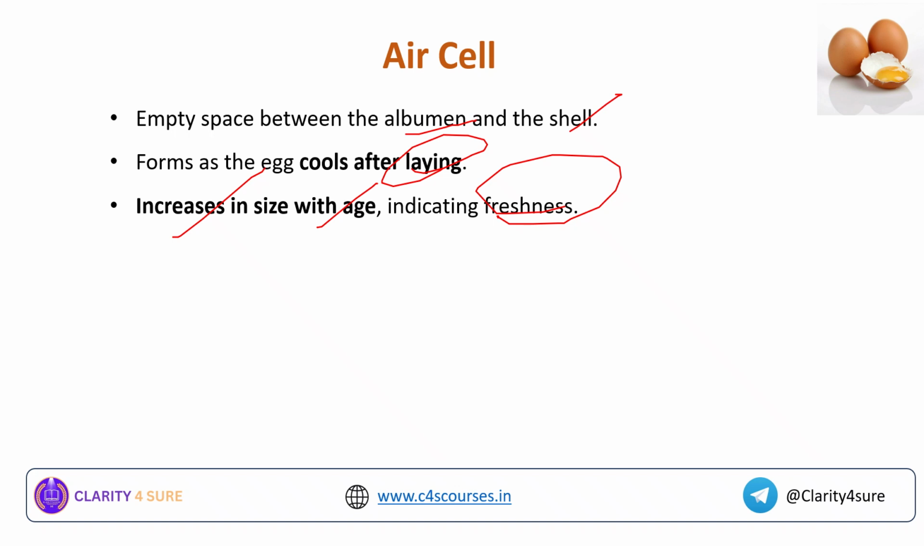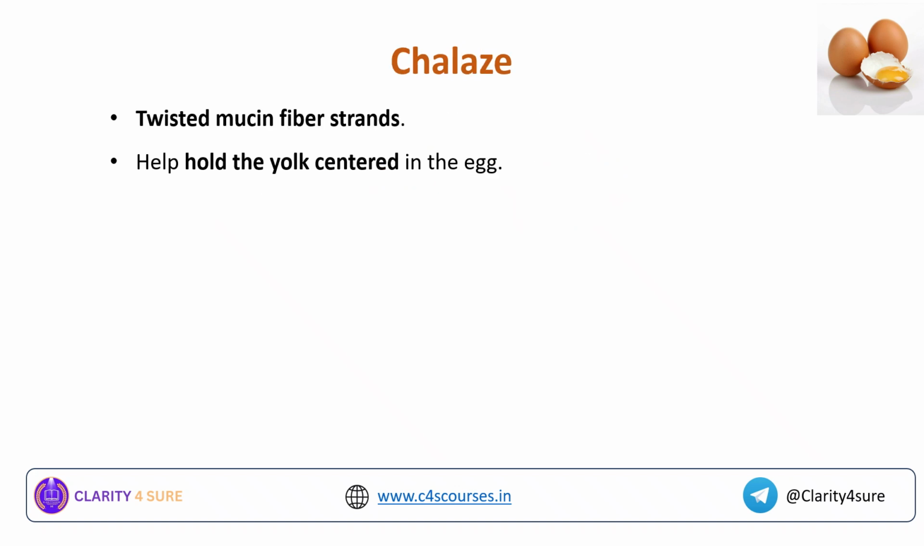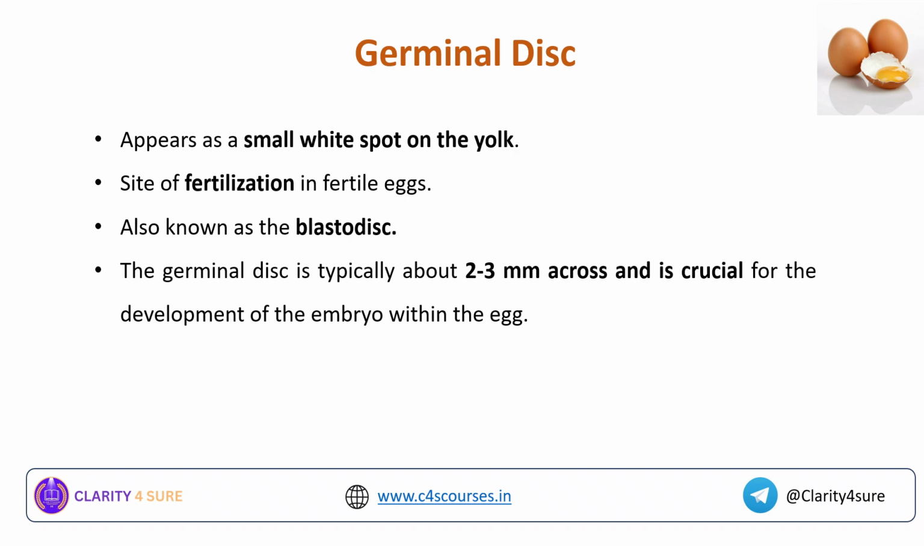Next comes your chalazae. It is made of twisted mucin fiber strands and it holds the yolk centered in the egg. As I already told you, this holds the yolk. It will be on the two sides, which I already showed you in the first slide itself. So it holds the yolk in its position. That is the significance of the chalazae. Next comes your germinal disc.